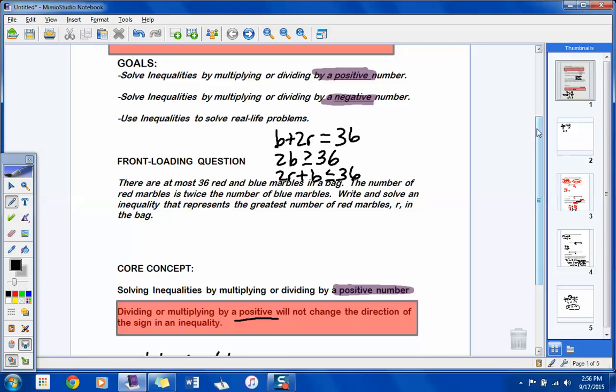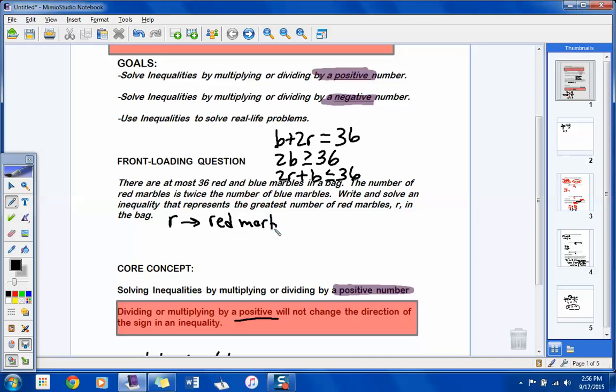You get it down. Guys, right here it says there are at most 36 red and blue marbles in a bag. So you've got a bag, some red marbles, some blue marbles. Everybody agree there? Then it says the number of red marbles is twice the number of blue marbles. It says write and solve an inequality that represents the greatest number of red marbles. Red marbles is denoted by which variable? Okay, R is going to be the number of red marbles.